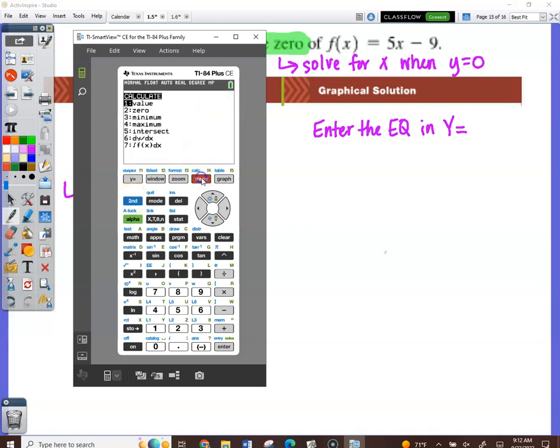Second calc. Notice the second option is 0. It's going to ask you those same 3 questions. Give me a left bound and a right bound. You've got to visualize vertical lines, you know, the vertical spacing. Here's the 0 right here. Okay, so imagine a vertical line dropping right where it's crossing. Now you can see the left and the right.